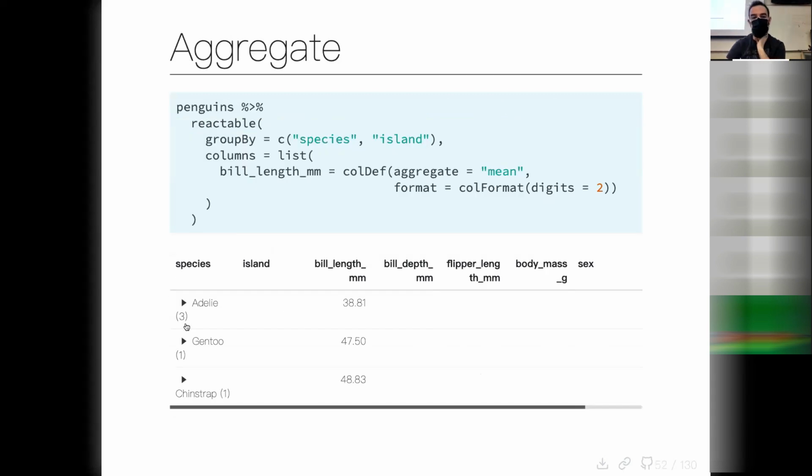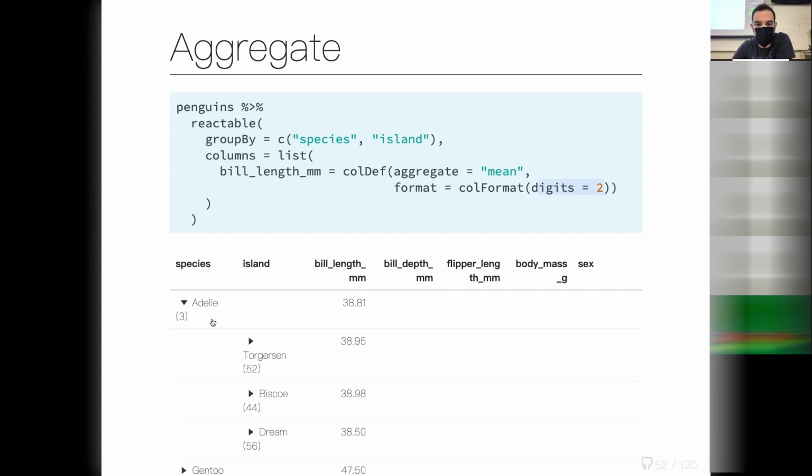But what's also nice is if you do this, you can also add aggregates. Okay, so I'm grouping by species and island, but then for my bill length millimeters, I'm going to aggregate by computing the mean and format it so it has 2 digits. Okay, and what's cool about this is right now, bill length is 38.81. That's the mean for Adelie, right? But when I click down like this, notice I still get 38.81, which is the overall mean, but I now also get means for each island. Okay, so I get different means reported for each island, and then I can click that and I get the rest of my data. Okay, so these are the individual level observations still.